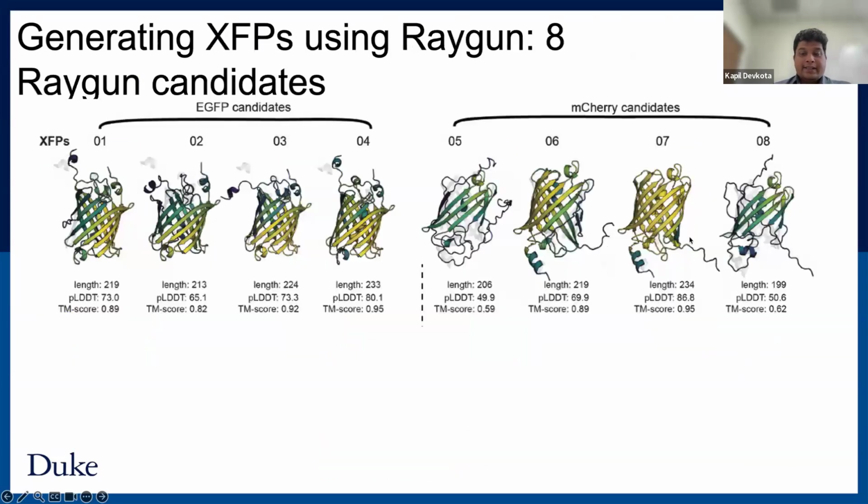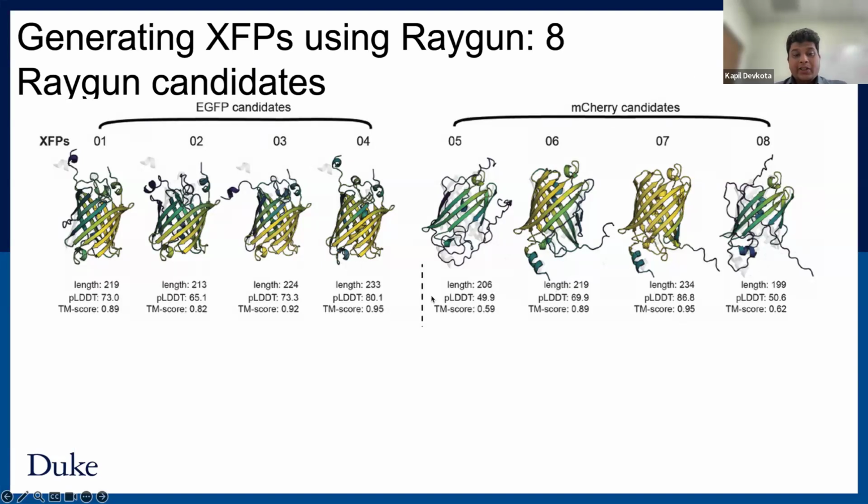So these are the 8 candidates generated, 4 from eGFP and 4 from mCherry. There are some candidates, like candidates 5 and 8, that had pretty bad pLDDT and TM score values against the original mCherry. In fact, one of these candidates did not even have the same chromophore as mCherry. So we did not force the model to preserve the chromophore region, and we did not add any domain specific information.